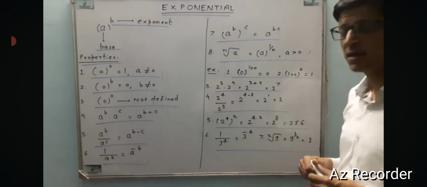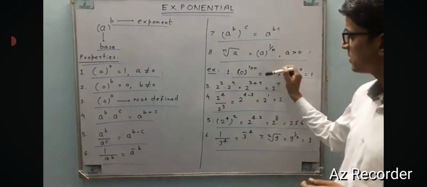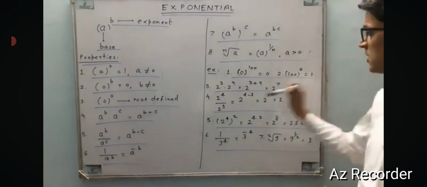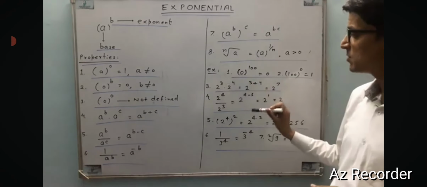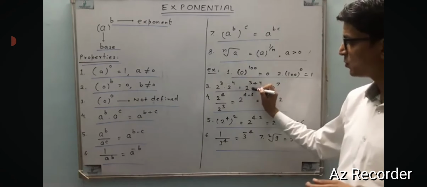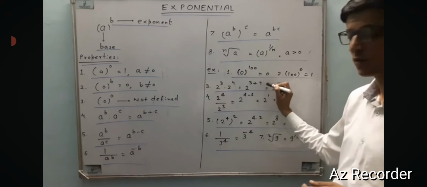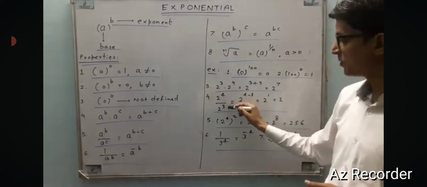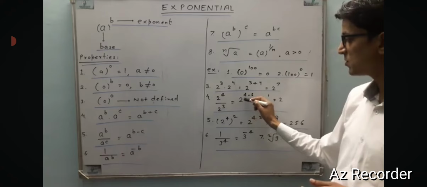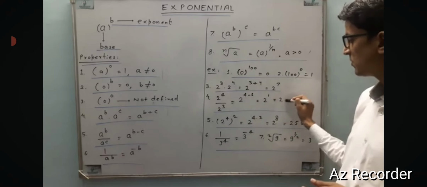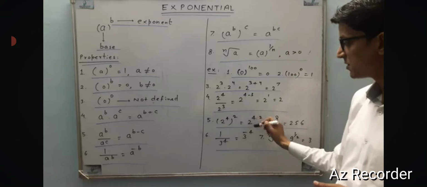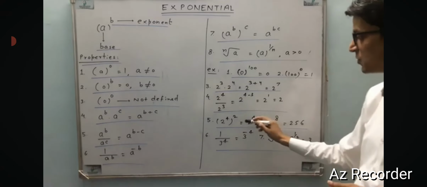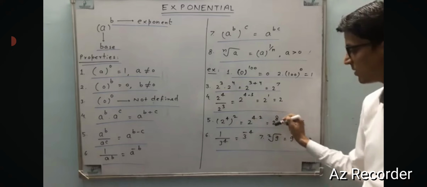The first is 0 raised to power 100 is 0, 100 raised to power 0 is 1. 2 raised to power 3 multiplied by 2 raised to power 4 can be written as 2 raised to power 3 plus 4, which is 2 raised to power 7. Now 2 raised to power 4 upon 2 raised to power 3 can be written as 2 raised to power 4 minus 3, which is 2 raised to power 1, which is 2. 2 raised to power 4 raised to power 2 is 2 raised to power 4 multiplied by 2, 2 raised to power 8, which is 256.